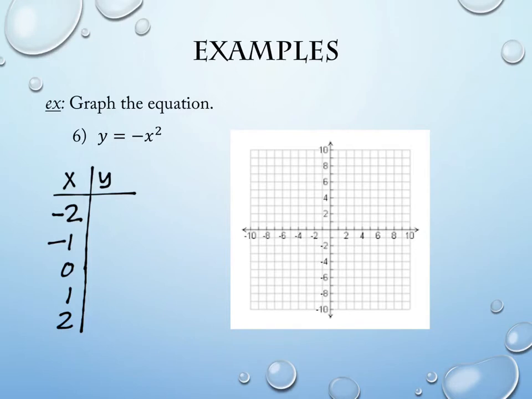So if x is -2, and then I square it. So -2 squared is 4. It's positive 4, right? -2 times -2, positive 4. And then I have the negative in front making it a -4. So the first one is -4. Now I take -1 and I square it. So what's -1 squared? 1. And then I have a negative in front of it, right?